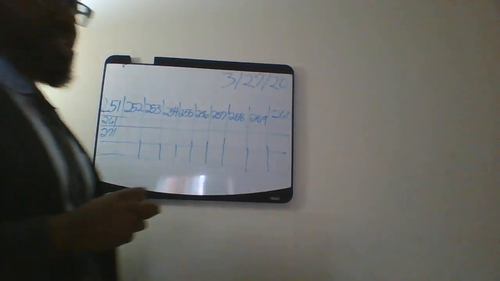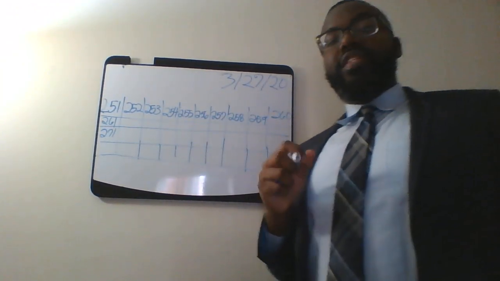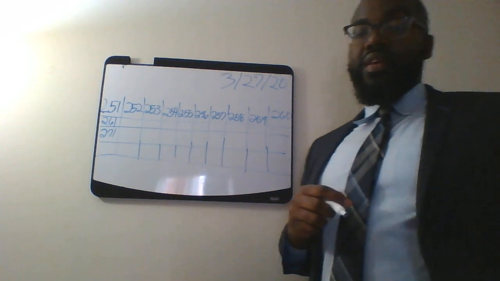So we did the first row together. Now you're going to complete the rest of your chart up to the number 300. Remember, take your time. Take your time when you're counting.